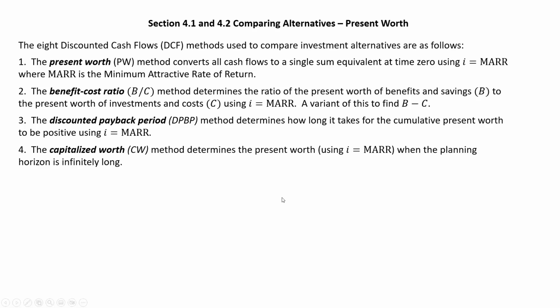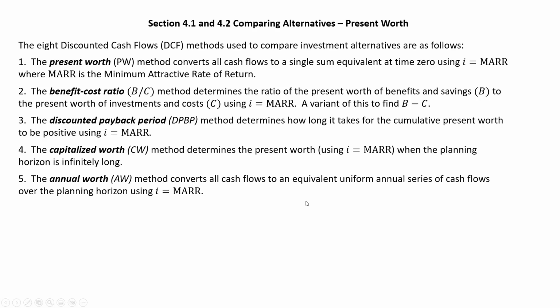Cool. The capitalized worth method determines the present worth when the planning horizon is infinitely long. So capitalized worth is kind of like the present worth, it's just that the planning horizon is infinitely long, whereas in the present worth, you have a finite amount of time. The planning horizon is just finite, whereas in the capitalized worth, it's infinitely long. Okay. I'll show you some examples of where that would be.